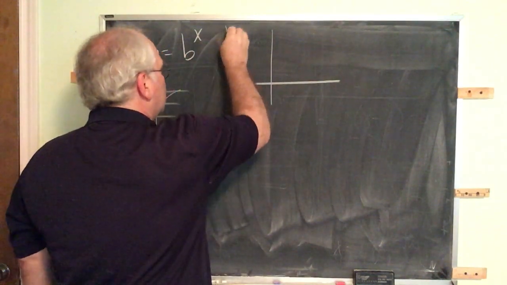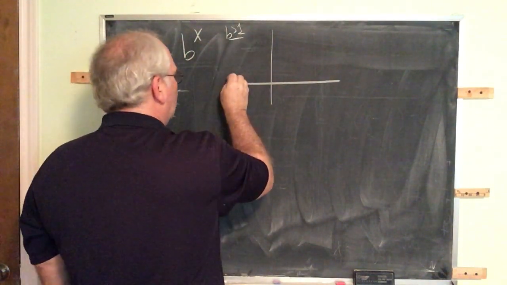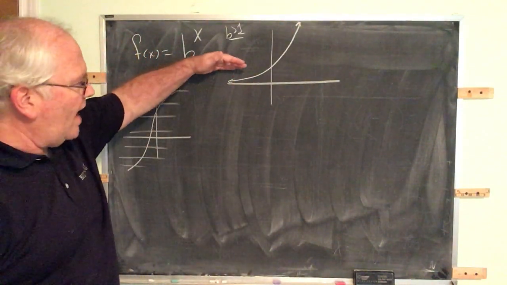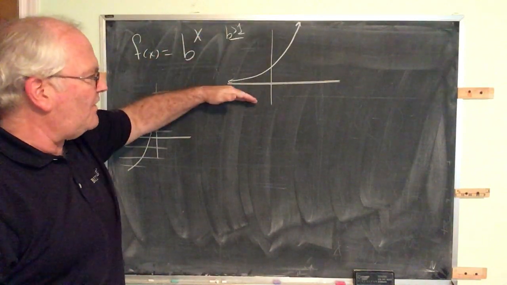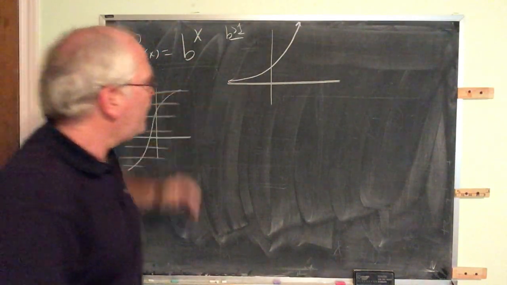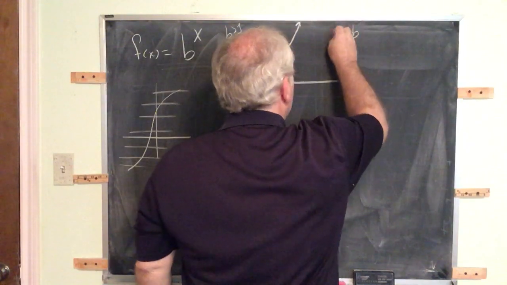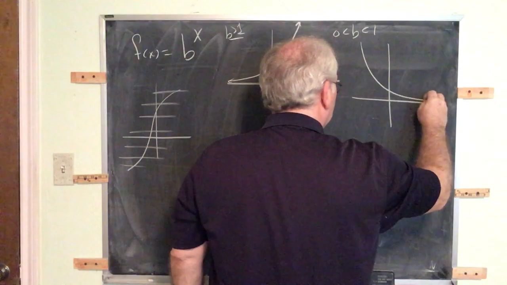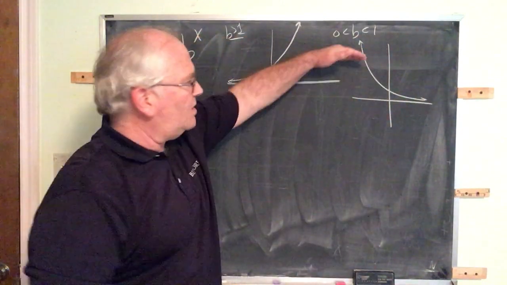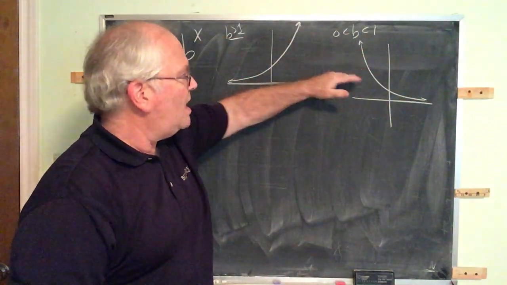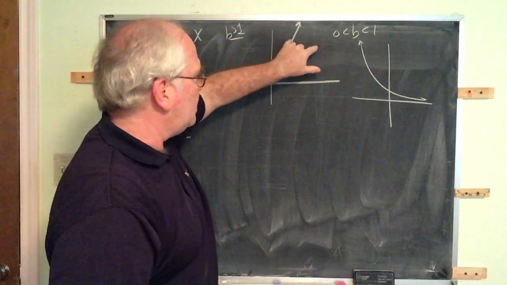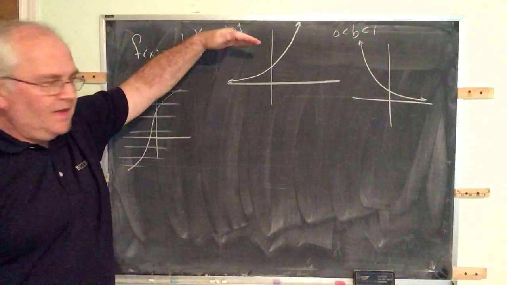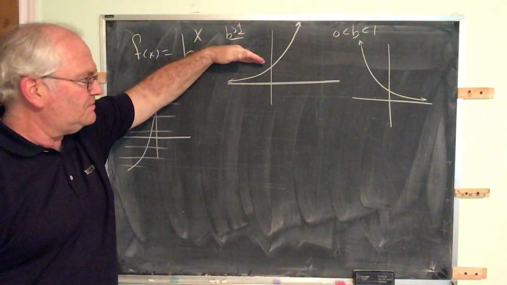So if b is greater than 1, then we know this is the graph of the function. And that graph passes the horizontal line test. This function has an inverse. If b is between 0 and 1, that's the graph, but that also passes the horizontal line test. So, as long as we assume b is greater than 0 and not equal to 1, so long as b is a valid choice for the base, these functions will have inverses.